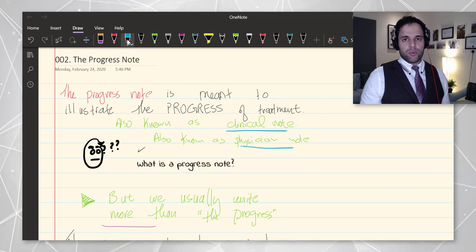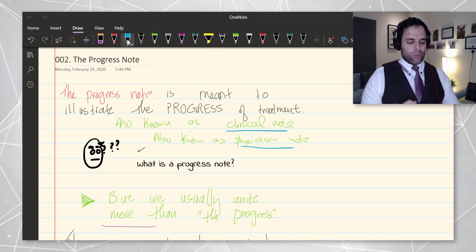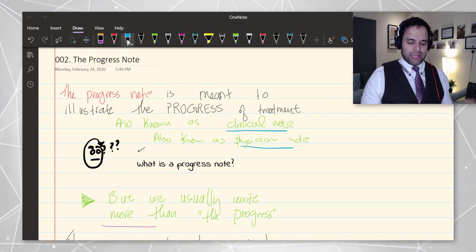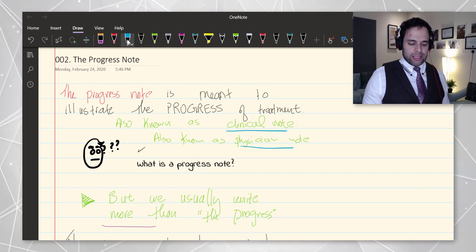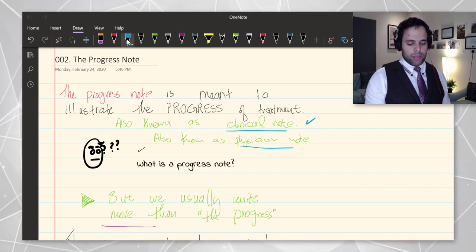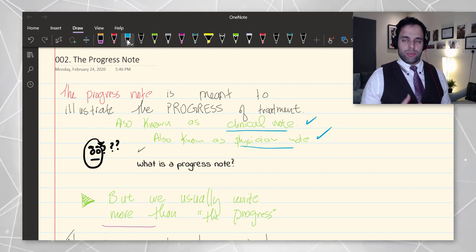So up next would be the progress note. Now I have admitted a patient, I need to communicate what is going on with them. It's meant to really show the progress of treatment. It is also known as a clinician note or a physician note. There you go. And so the question that asks itself is, what is a progress note?